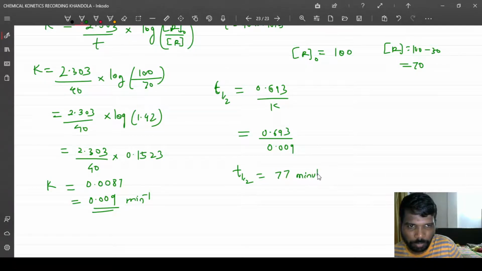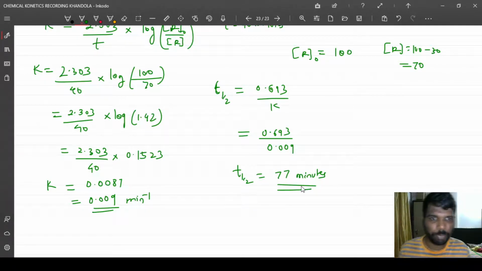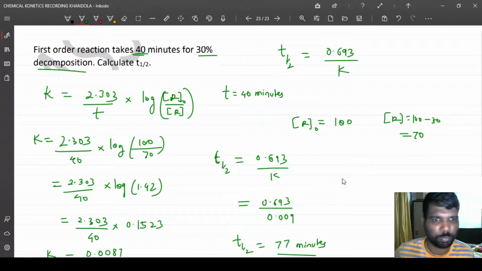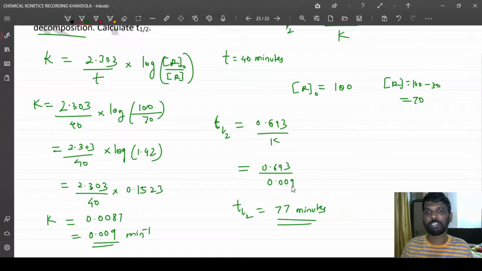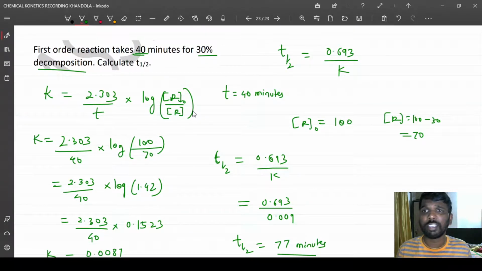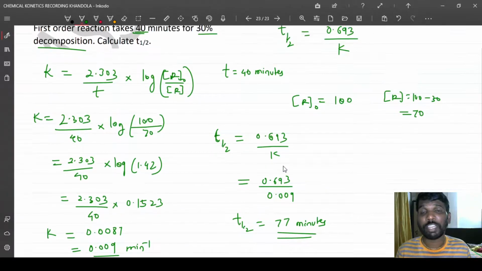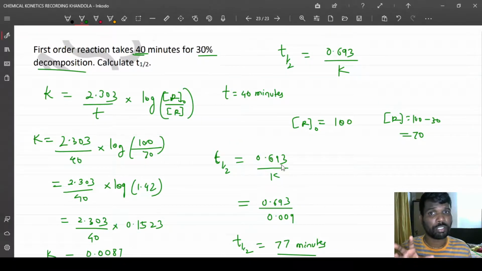Very nice number. 7 is my favorite number and 77 is more favorite because two sevens are there. So 77 minutes. So t half means, what is the meaning of this? This reaction will take 77 minutes to decompose 50% of its initial concentration.